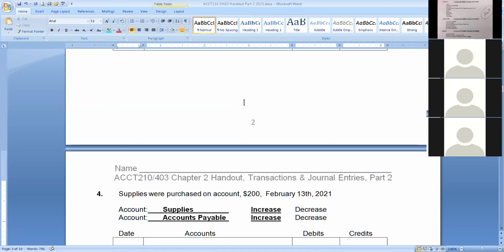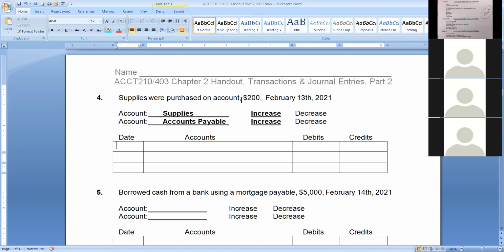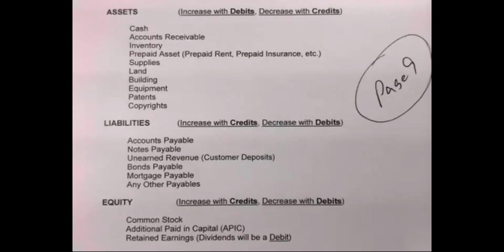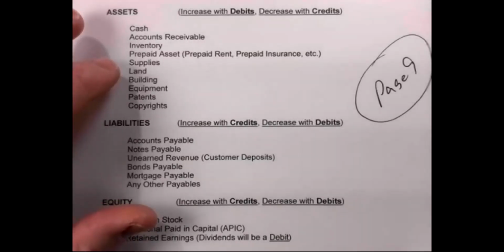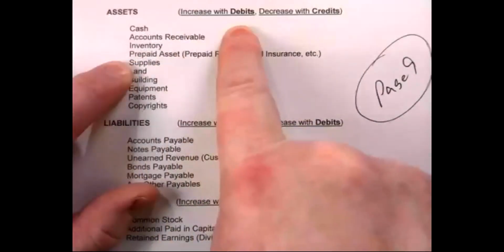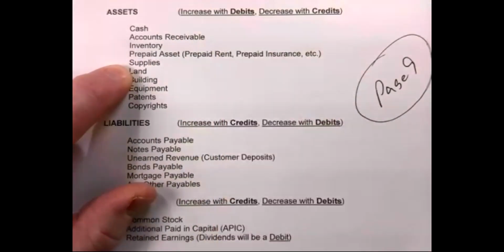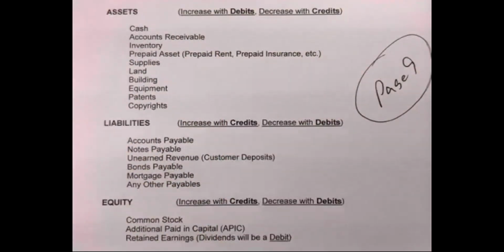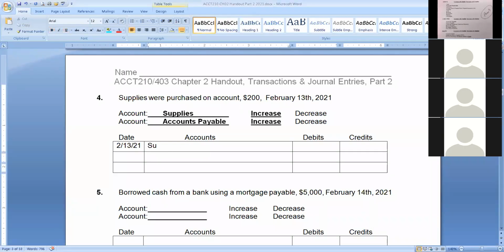Okay, put a date in there. Did I put a date in the other one? Yeah, I did, okay. So 2/13. Okay, so let's take supplies first. So supplies are increasing. Supplies are an asset. It's going up, so it's going to increase with a debit. Accounts payable increase. Accounts payable is a liability.